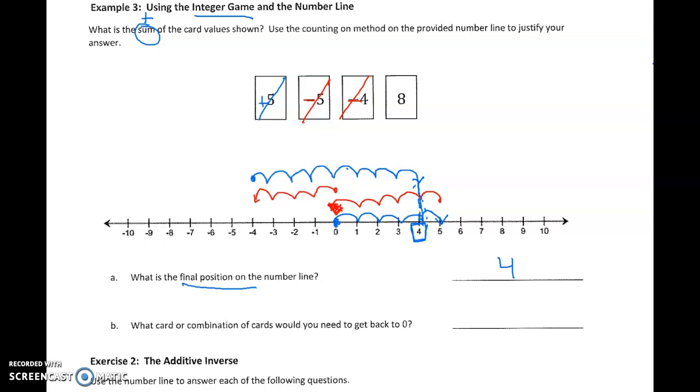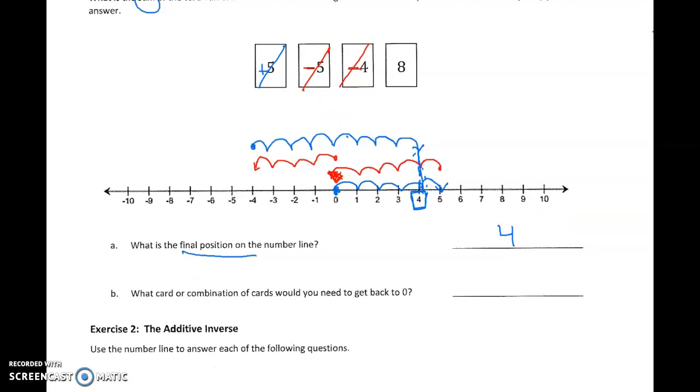It says, what card or combination of cards would you need to get back to 0? Well, if I'm at 4, what do I need to combine with 4? Or what direction do I need to move to get back here to 0? Well, I need to go 4 units to the left. 1, 2, 3, 4. A -4 would take me back to 0. But it also says what combination of cards. Well, can I do more than one way to get back to 0?